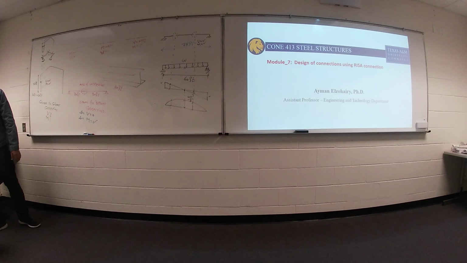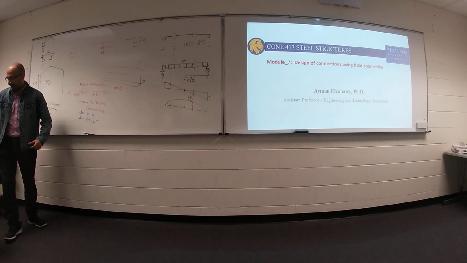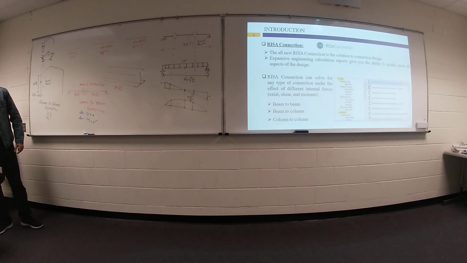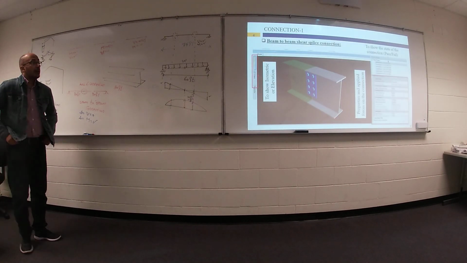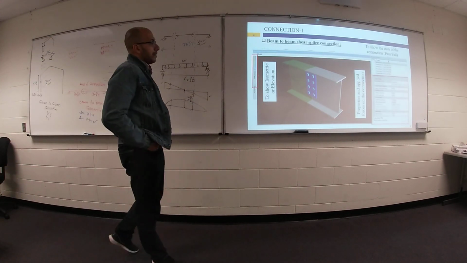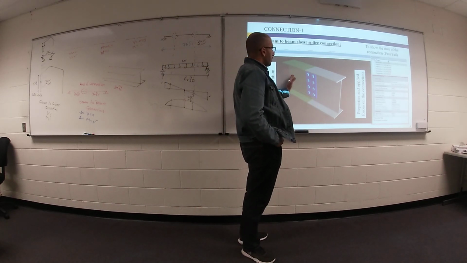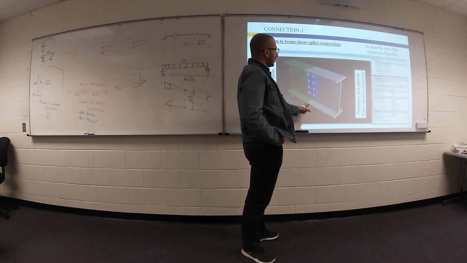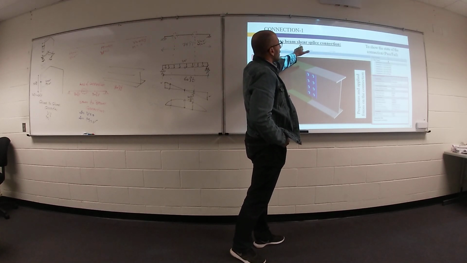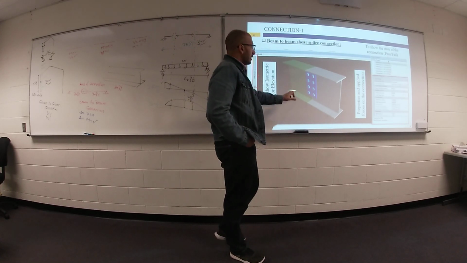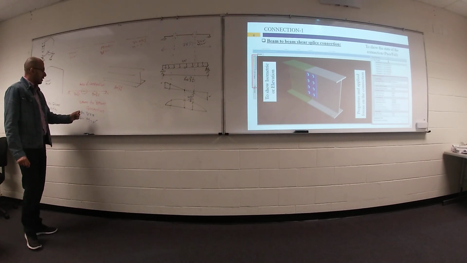Okay, let's start with the first type of connection, beam to beam connection. Here is the connection. We have a beam and another beam connected together at this location. This is a beam to beam shear splice connection, a shear connection. This type of connection will support only shear value.